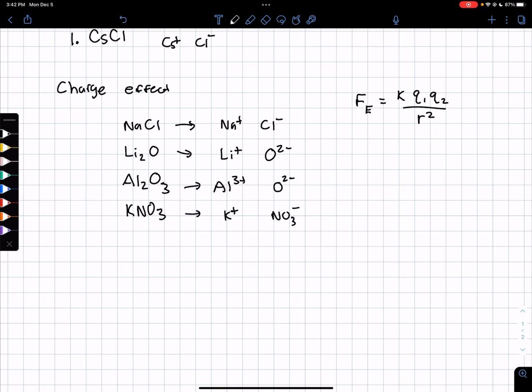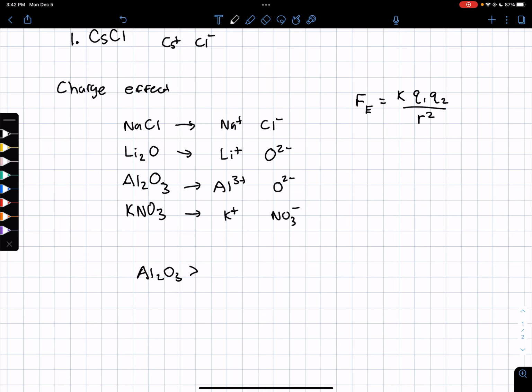So which one between all of these would have the highest? If you said aluminum oxide, you would be right, because you remember these are being multiplied in this equation. So if you were to multiply these 3, a positive 3 times a negative 2, you would get negative 6. That means the electrostatic force is multiplied by some factor of 6 for aluminum oxide, right? So aluminum oxide would be ranked at the highest lattice energy, so we'll do Al2O3.